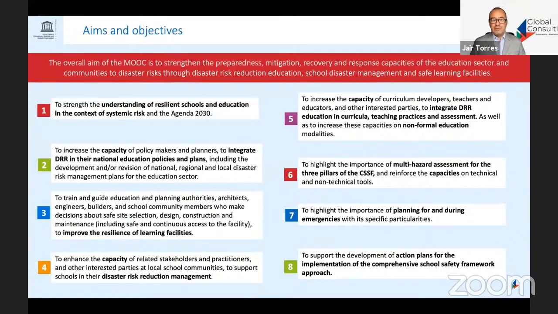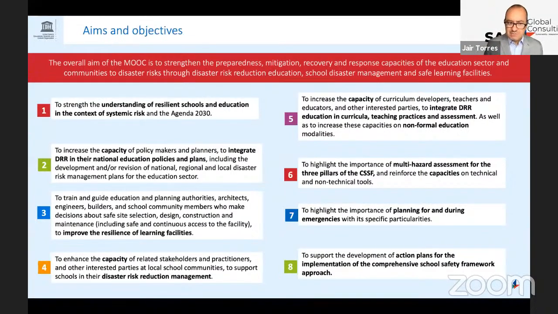The second objective is to increase the capacity of policymakers and planners to integrate disaster risk reduction in their national education policies and plans. And not only to integrate it in national education policies and plans, but to influence other policies that are important in order to align with the general objectives of countries. For instance, the National Development Plan and the National Adaptation Plan: how we place education as an important issue to create resilient societies, but also how within the education sector we position the school safety agenda so that it has a more prominent role within the whole planning of the education sector and of governments and countries.